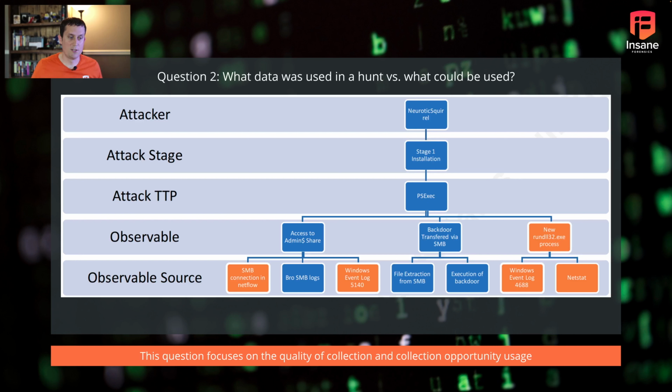So question number 2, what data was used in a hunt versus what could be used? And this is where the modeling, again, becomes very important. If the boxes in orange are the data that we collected, you can look down there and say, okay, well, access to the admin $ share. On that observable tree, there are those 3 branches at the bottom. The far left branch is access to admin $.